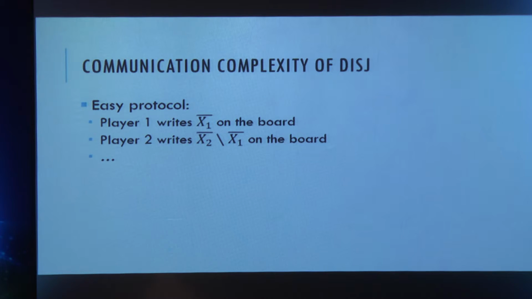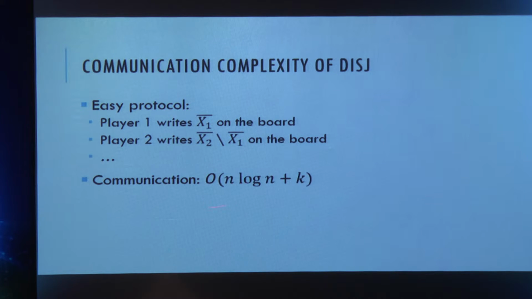So now one of two things can happen. If all the elements appear on the board, then for every single element, someone wrote it, someone put it there, and this player is missing that element. So the intersection is empty. Every element is missing from someone's input. On the other hand, if there's some element that was not written on the board, everybody has it, so there is an intersection. So we solved set disjointness.